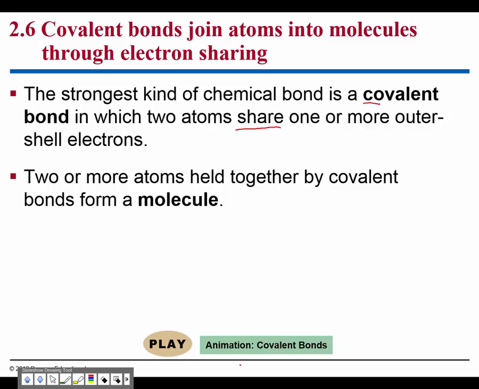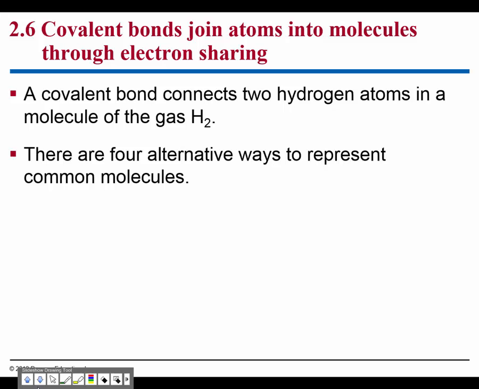Two or more atoms, when they're held together by a covalent bond, form a molecule. In this case, the covalent bond connects two hydrogen atoms in a molecule of the gas H2. If we look at the periodic chart, hydrogen has only one electron in its outer shell, and in the first shell, it wants to have two.